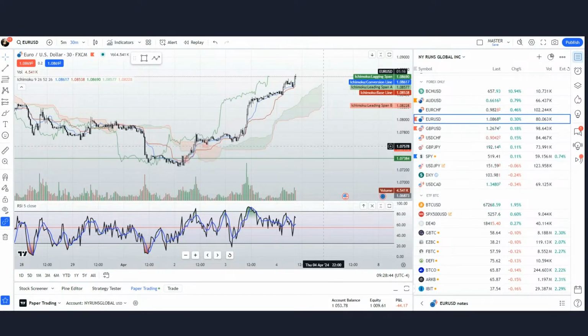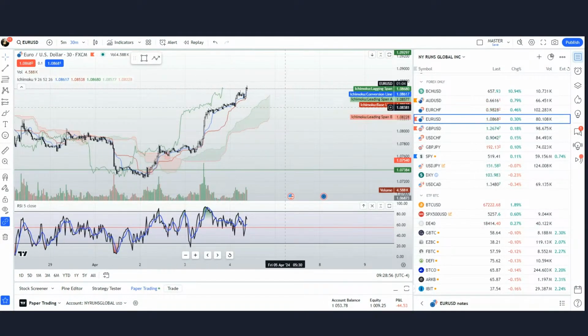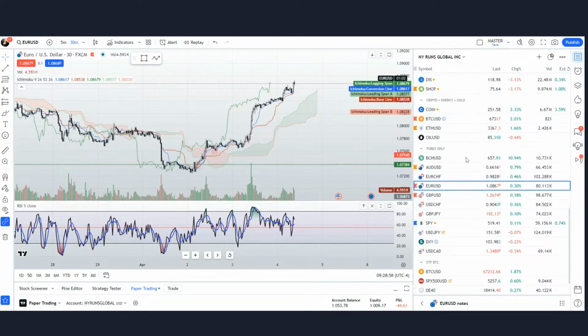2 minutes left. We're going to see the Ichimoku cloud right here. It seems like the trend is going higher. This is the cloud. This is the trend. So it seems like everything is still going to go up.